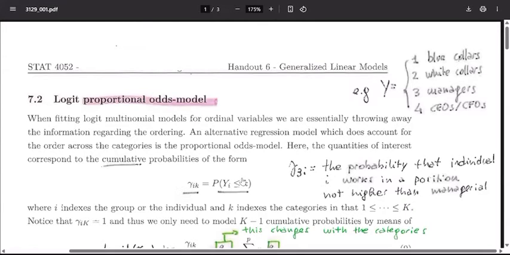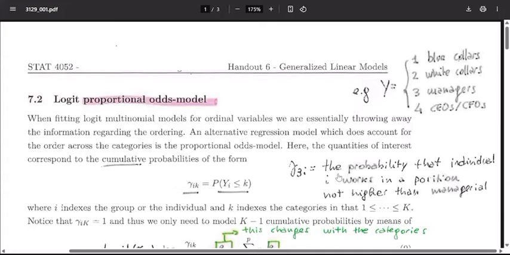If I say the probability of Y_i less than or equal to K, less than or equal to means at most, right? At most. That was why I said here, I want to find the probability that individual i works in a position not higher than managerial. Not higher than is at most managerial. It's either the individual works in the position of managerial or less. Does that make sense? That's exactly what I mean here.